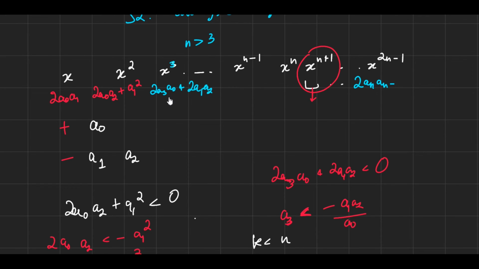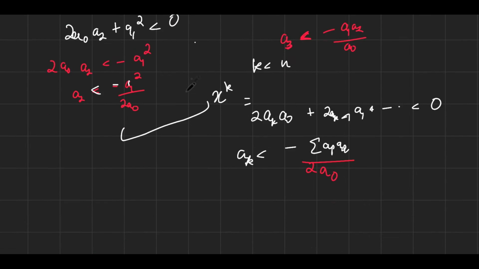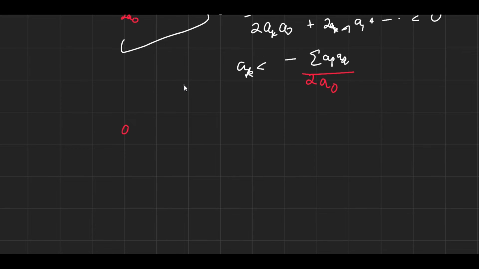So once I determine an, it has to be such that I can make all of these negative. But going on the same route, if I have the coefficient of x to the n plus k, it has the term 2an ak plus some sum of ap aq, where the p's and the q's are now both less than n, because this is a degree n polynomial, and that means they're in the same parity slot. Okay, but now I have k greater than 0, so something different happens here.